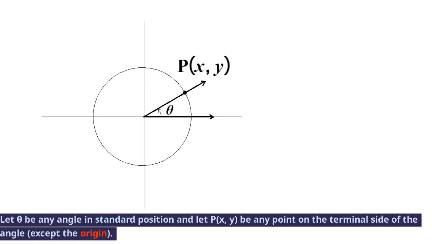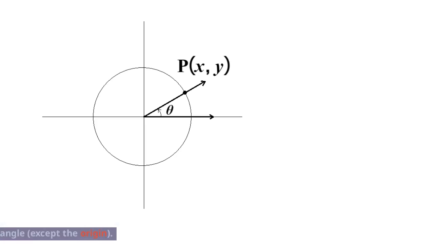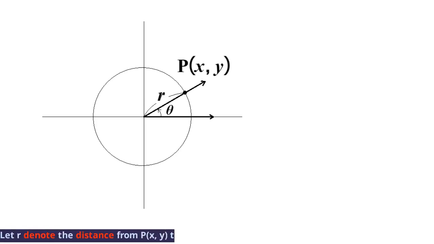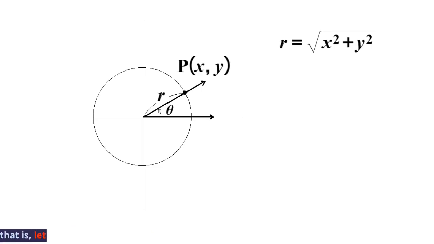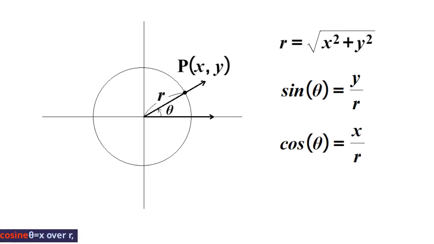Let theta be any angle in standard position and let P(x, y) be any point on the terminal side of the angle, except the origin. Let r denote the distance from P(x, y) to the origin. That is, let r equal the square root of x squared plus y squared. Then sine theta equals y over r. Cosine theta equals x over r. Tangent theta equals y over x.